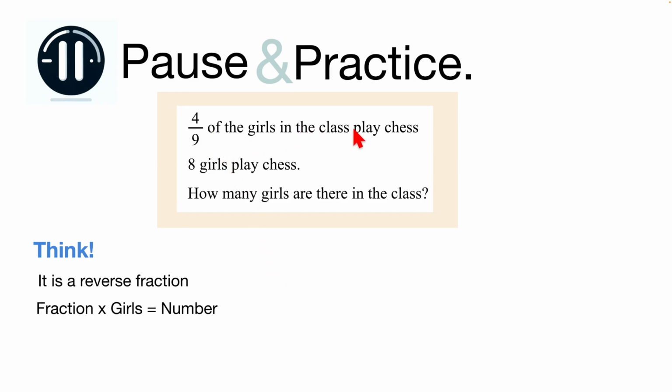4/9 of the girls in the class play chess. 8 girls play chess. How many girls are there in the class? Same as before, 4/9 times the number of girls is equal to 8. Same as before, we'll get rid of the top first, divide by 4. 1/9 times G is equal to 2. And then we multiply both sides by 9. G equals 18.